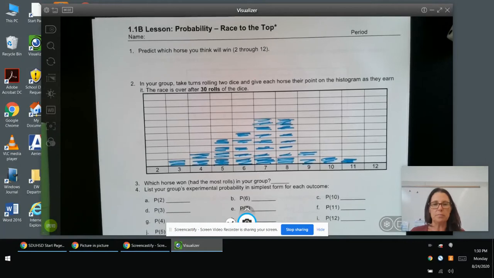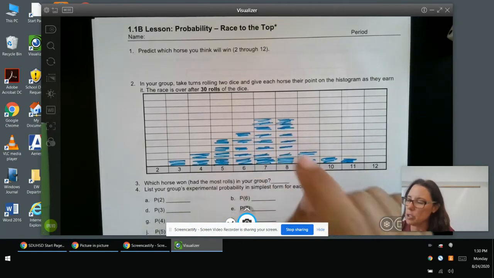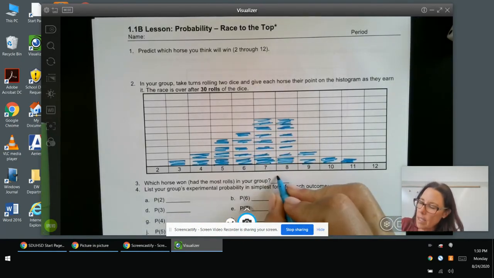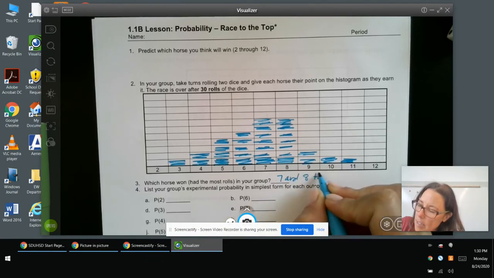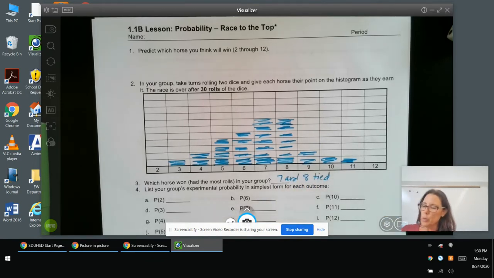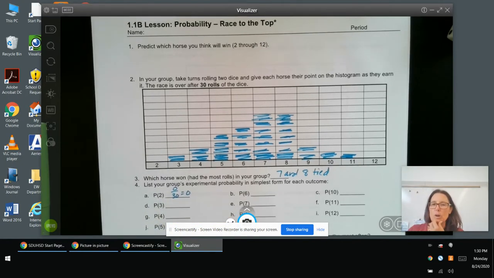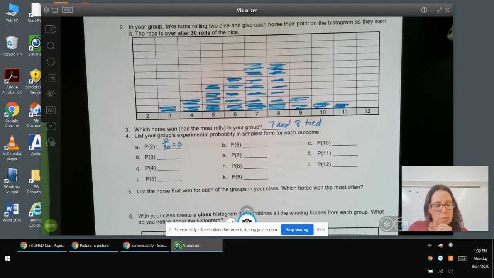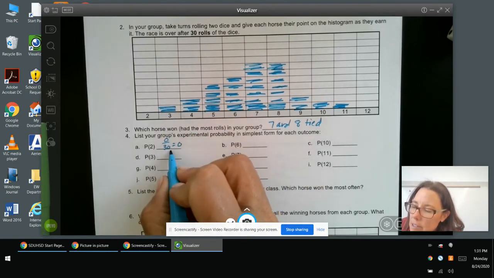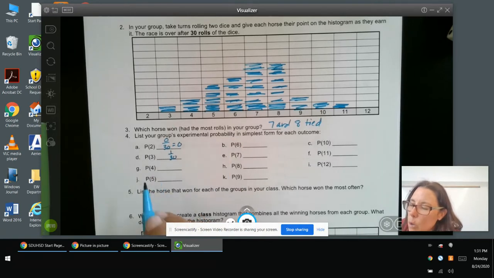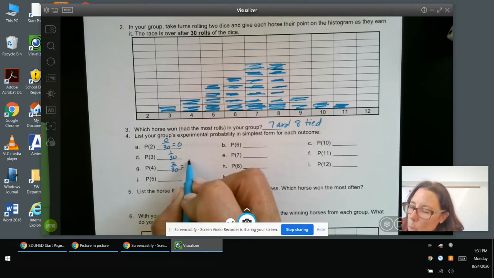All right, so there is my data. Yours will look different. Okay, so the horse that won for me, do you see that I have a tie here between 7 and 8? 7 and 8 tied. Okay, it says list your group's experimental probability in simplest form for each outcome. So the probability of horse 2 winning was 0 chances out of 30, which simplifies to 0. Okay, the probability of horse 3 is 1 chance out of 30. That's simplified. 4 would be 2 out of 30, 1/15 for me.